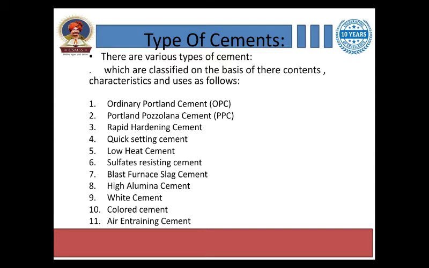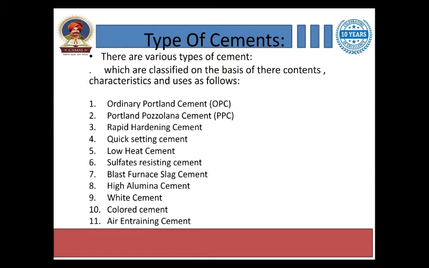There are various types of cement which are classified on the basis of their contents, characteristics, and uses as follows. First one, ordinary Portland cement. We have discussed this type of cement in previous lectures or previous slides, right? Then Portland Pozzolana cement. We can also call it Pozzolanic Portland cement, right? Then rapid hardening cement, quick setting time cement, low heat cement, sulphate resisting cement, blast furnace cement, slag furnace cement, blast or slag furnace cement, then high alumina cement, white cement, then colored cement, and air entraining cement.